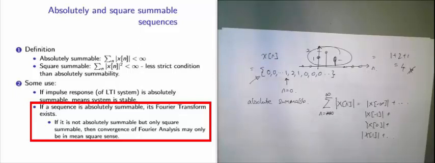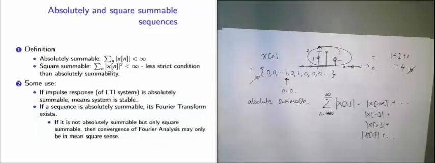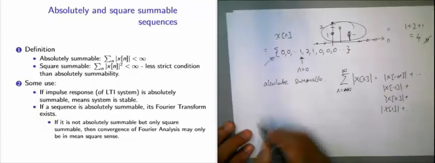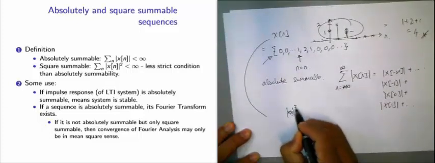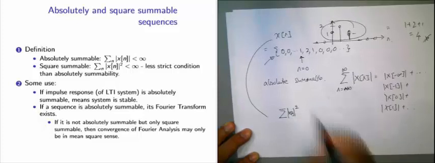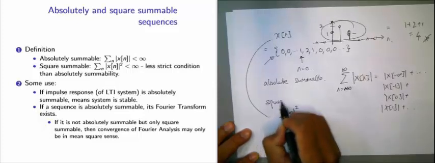When the sequence is absolutely summable, we can take the Fourier transform of this sequence. When the sequence is not absolutely summable, then the Fourier transform may not exist, and then we cannot take it. If the sequence is absolutely summable, that's great, but if we cannot find it absolutely summable, but it has a weaker condition, it is square summable. What is square summable? Basically, it means take the value of x of n, square it, and then sum it. So this is square summable.